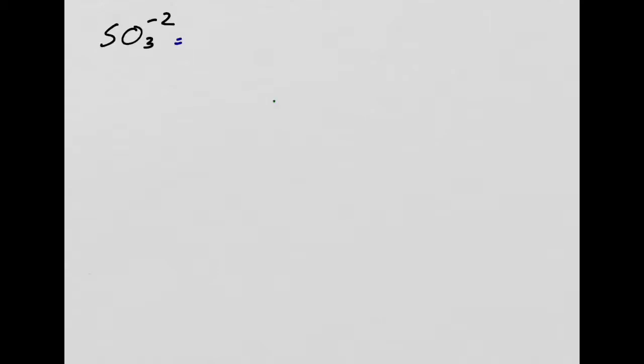Now, SO3 minus 2, what does minus 2 mean? Minus 2 means you gain 2 electrons, right? You gain 2 electrons. So 24 plus 2, I have 26 valence electrons. So I have more valence electrons.